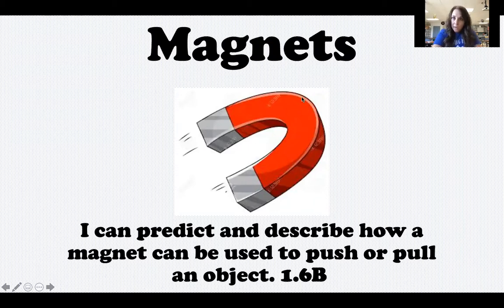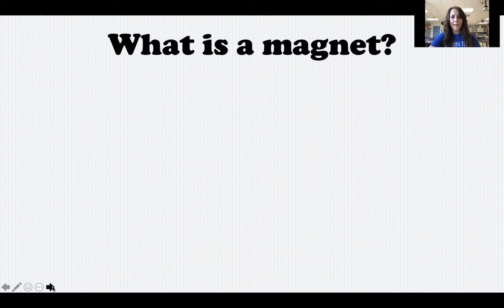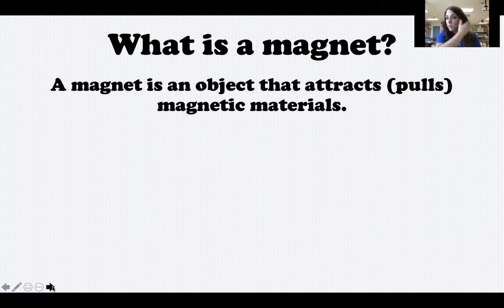Today we're going to be talking about magnets. And your target says, I can predict and describe how a magnet can be used to push or pull an object. So let's start out by asking, what is a magnet? A magnet is an object that attracts or pulls magnetic materials.